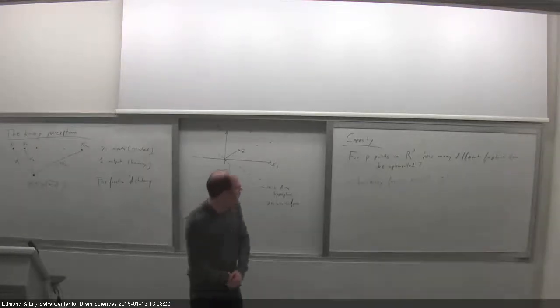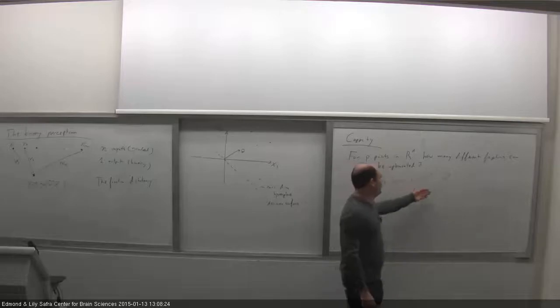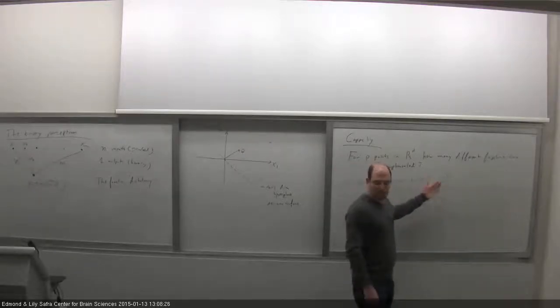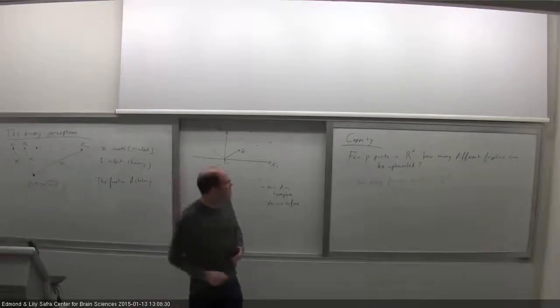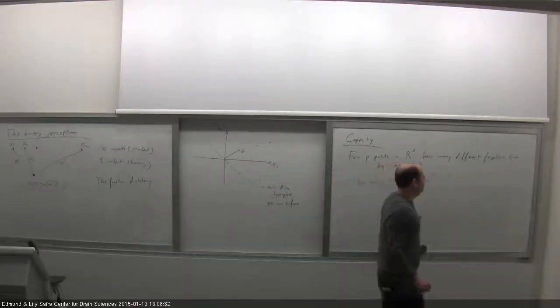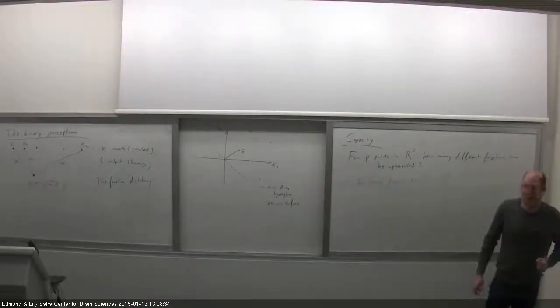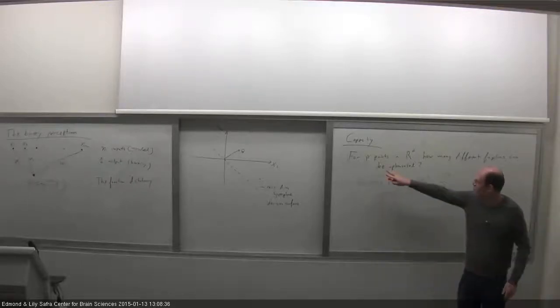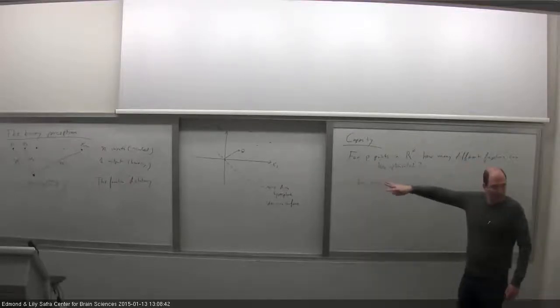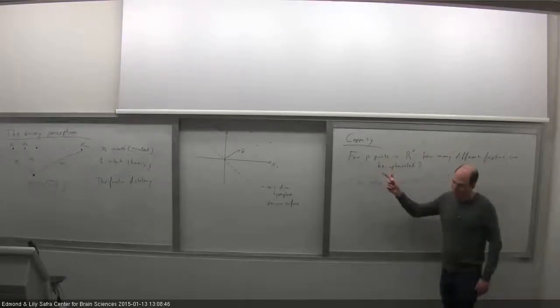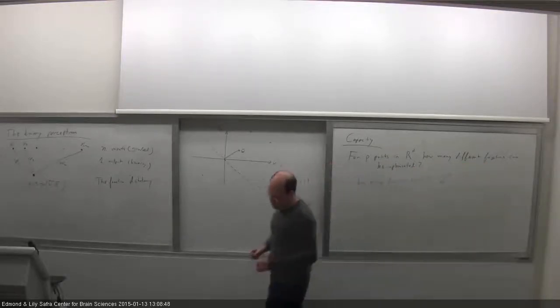So really, the question is what fraction of these possible functions can be implemented? And another important comment is that, in principle, it might depend on my choice of p points. But for the linear perceptron, it turns out that the answer is almost independent of the choice of the points. What do I mean by almost independent?